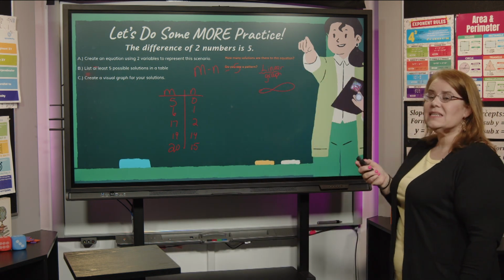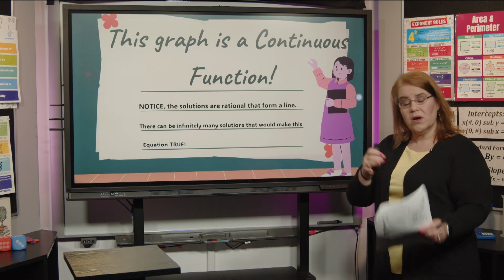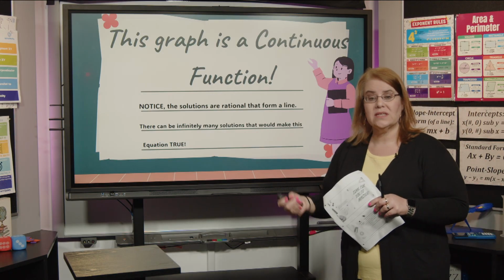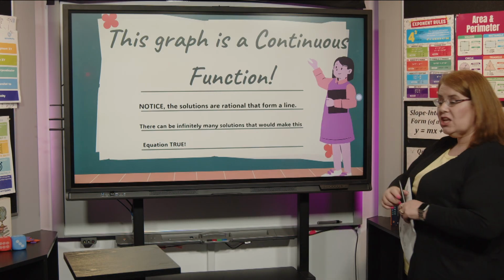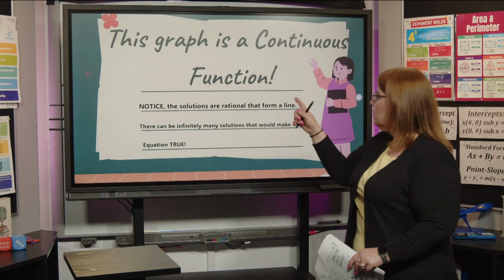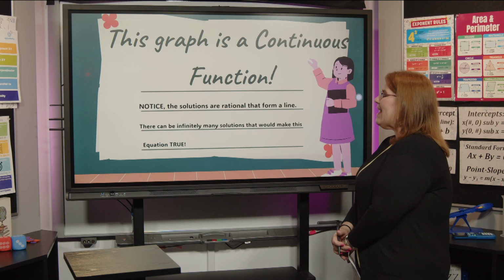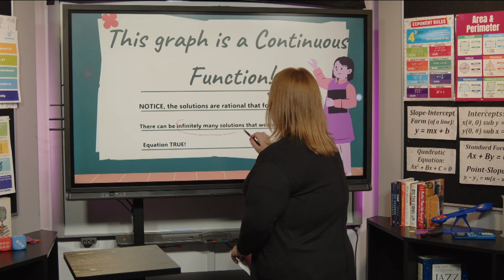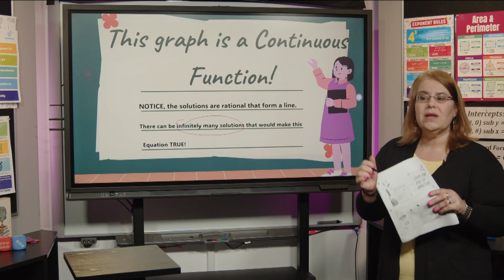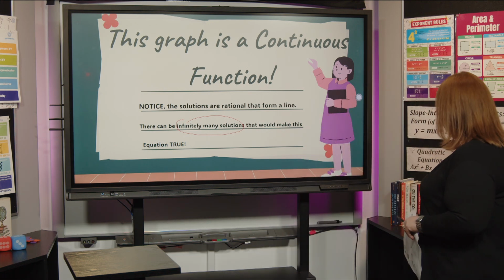Now, since it does not stop, we can say that this is a continuous function, which we're going to go more in depth into, discrete and continuous, later on in the course. But just know that a continuous function or continuous graph means it goes on, it continues. Notice the solutions are rational numbers that form the line. There can be infinitely many solutions that would make this equation true. You always want to make sure that you're putting numbers in there that make the equation true. It has to be a true statement.